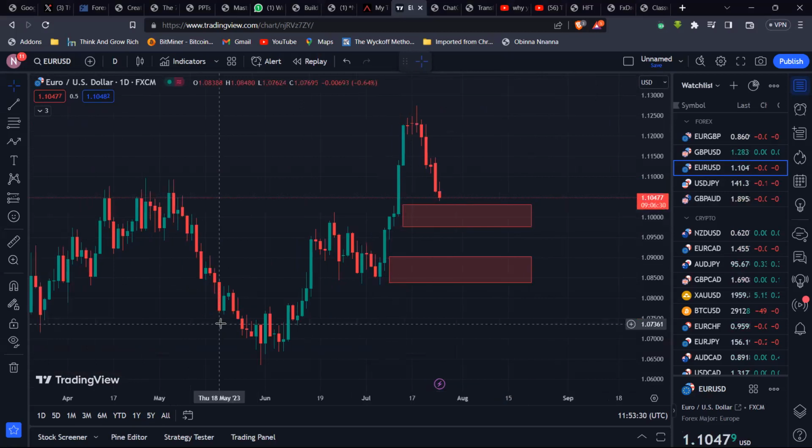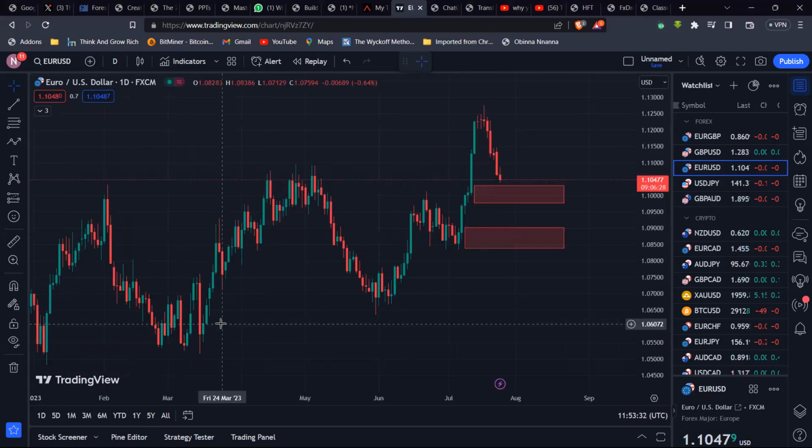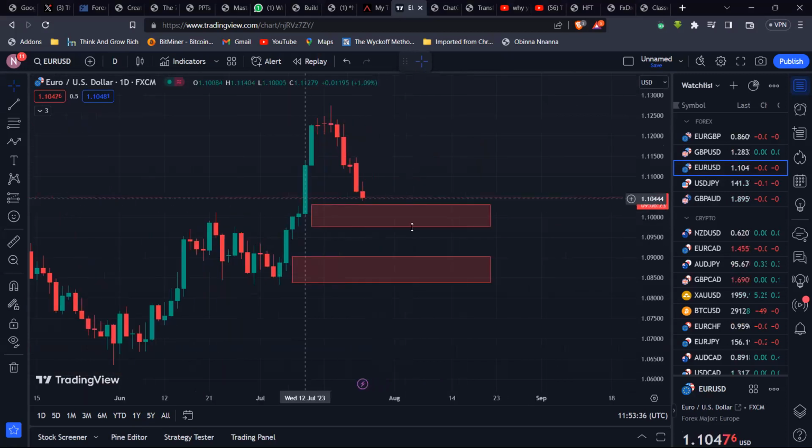Looking for buys. This market is bullish. I'm only interested in buying this market. I'm not trying to sell. I'm not interested in selling whatsoever. Just looking for buys. Okay, so you can see how price is approaching this area here.